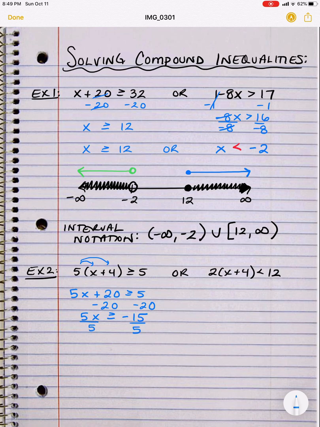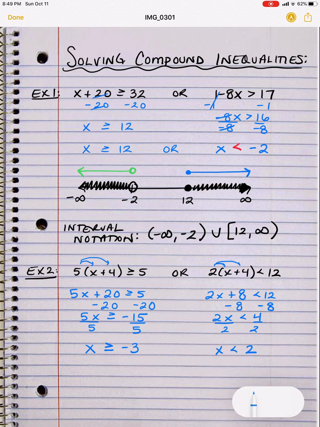And because I'm dividing by a positive 5, I do not flip the sign. Even though the result is negative 3, again, I divided by a positive, so I do not flip the sign. So let's come down here. Let's come over here, and we're going to distribute and get 2x plus 2 times 4. Okay? We're going to subtract 8 from both sides, and we get 2x is less than 12 minus 8. Again, I'm dividing by a positive, so I do not need to flip the sign.